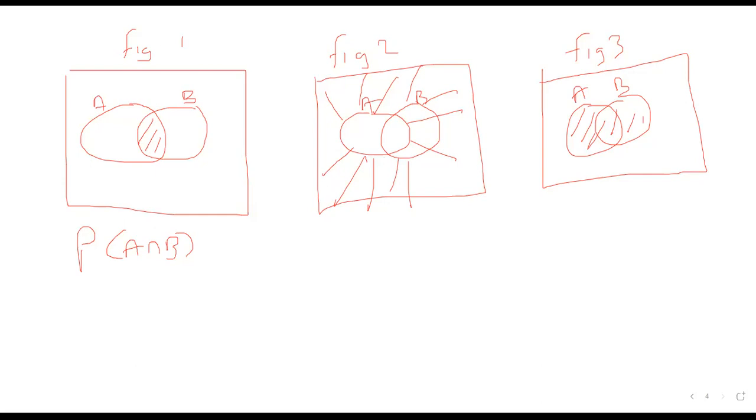How about the last part, figure 3? A union B. Is she right? Yes. Okay.